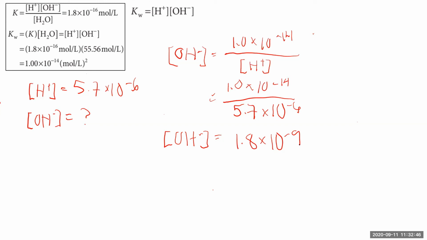So this is the concentration of hydroxide ions if the concentration of the hydrogen ions is 5.7 times 10 raised to the power of negative 6. So the relationship between the concentration of hydrogen ions and hydroxide ions is that of an inverse proportion. So if one increases, the other one decreases. So that's all about the ion product constant for water.